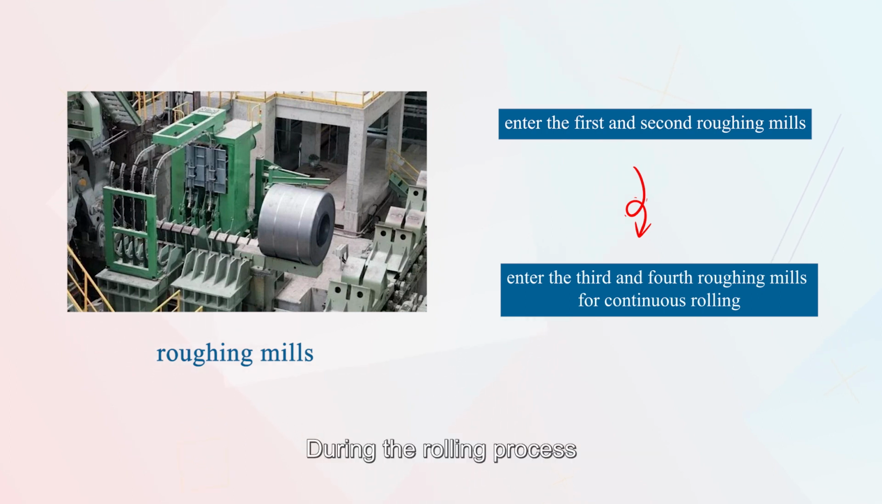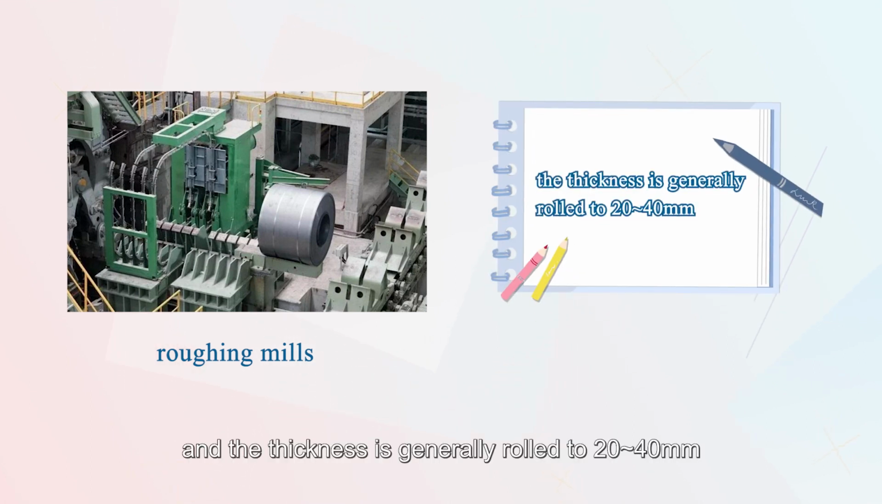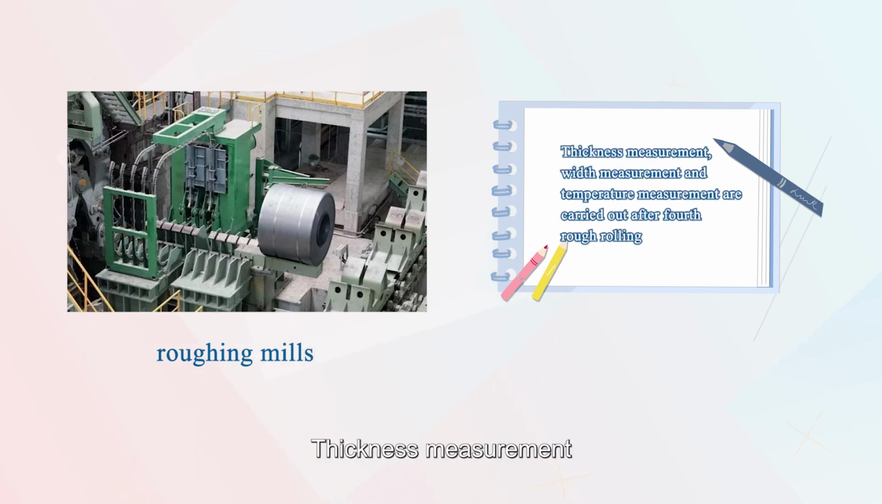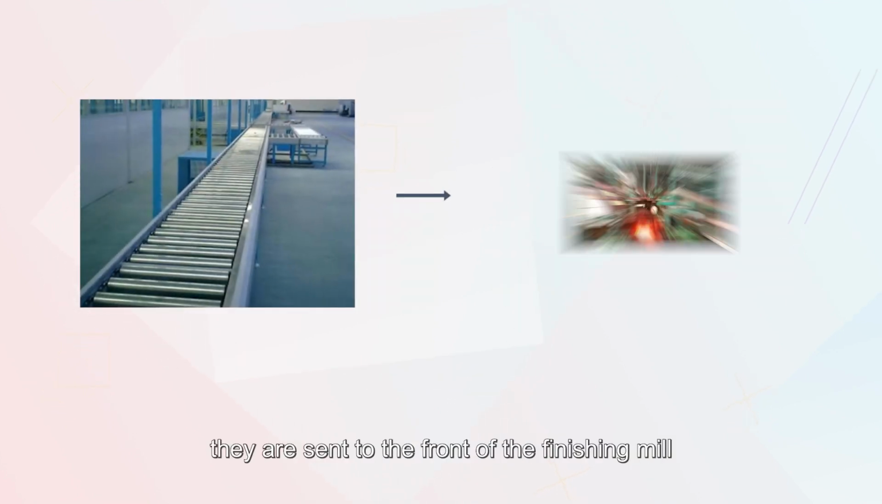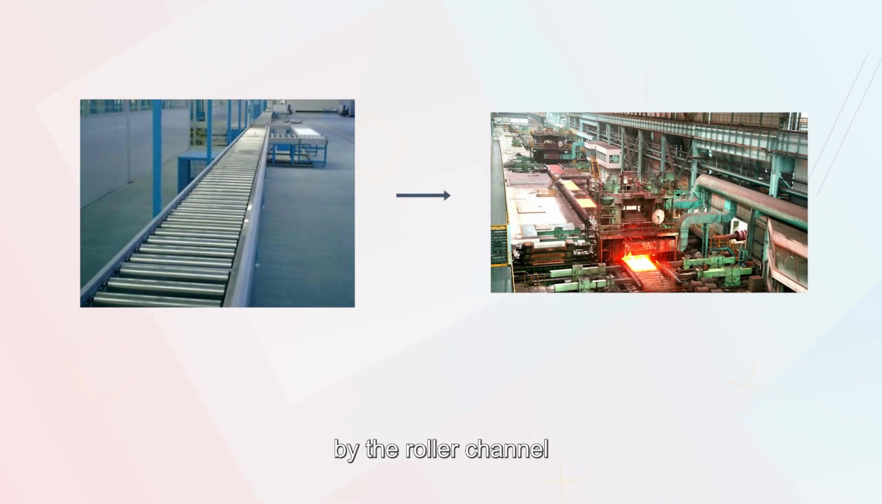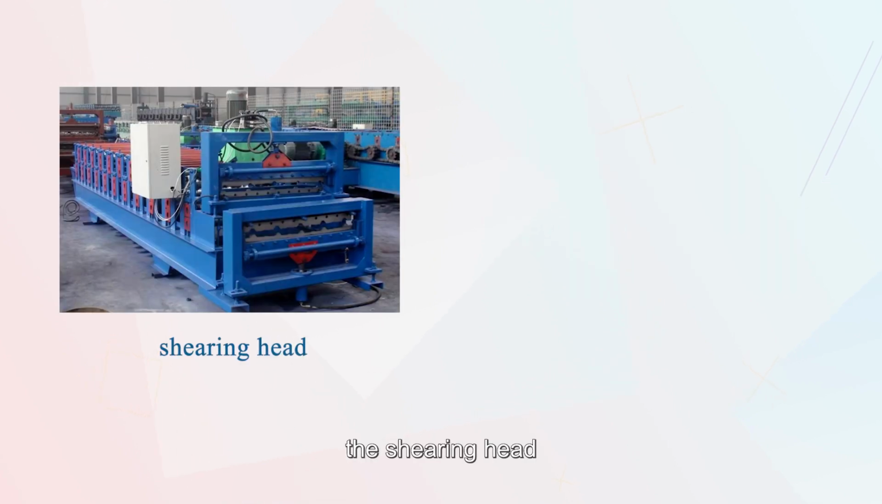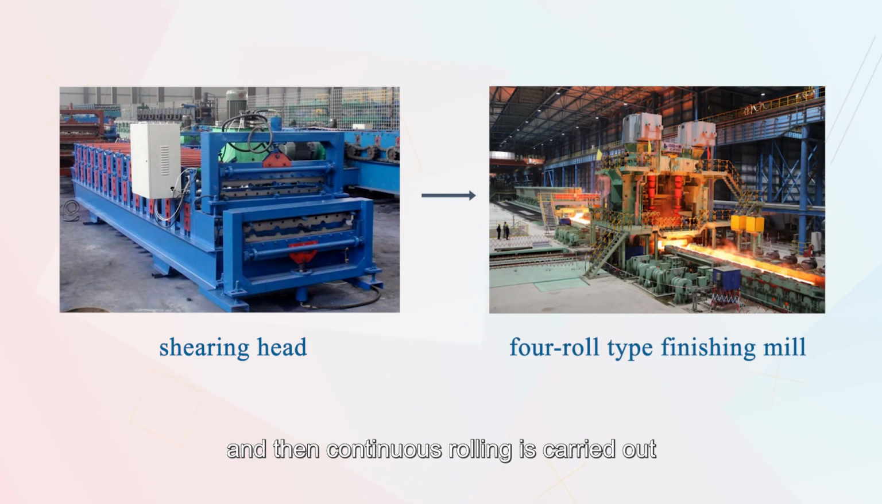During the rolling process, the iron oxide scale is washed away by a high-pressure water gun, and the thickness is generally rolled to 20 to 40 mm. Thickness measurement and temperature measurement are carried out after the 4th rolling. After that, they are sent to the front of the finishing mill by the roller channel. The shearing head is firstly flowed, and then continuous rolling is carried out by the 4-roll tap finishing mill.